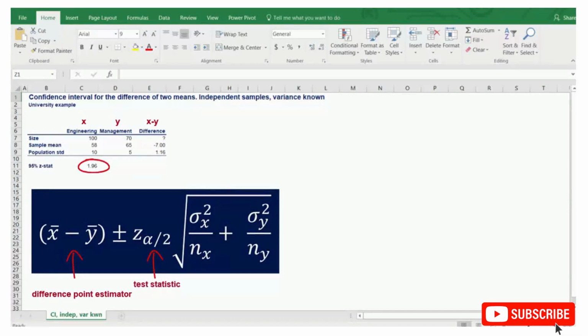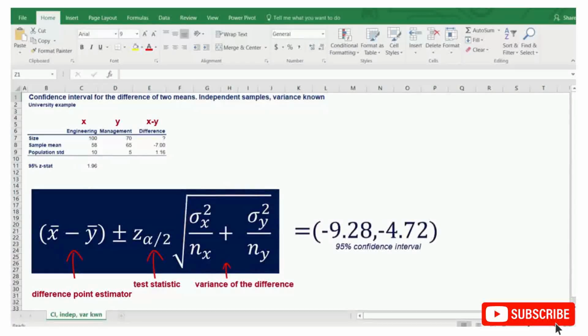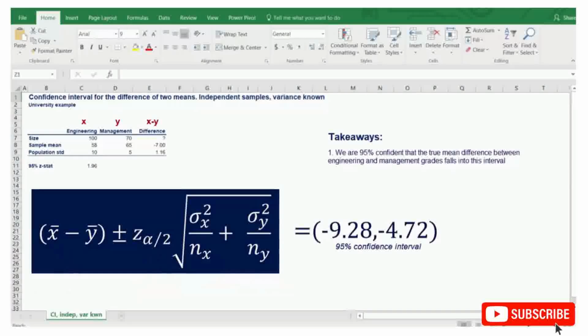Z is the statistic, and this is the variance of the difference. We plug in the numbers and get a confidence interval between minus 9.28 and minus 4.72. Alright, what's the interpretation? We are 95% confident that the true mean difference between engineering and management grades falls into this interval. Note that this time the whole interval is negative.